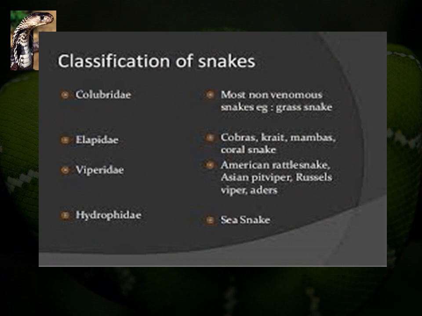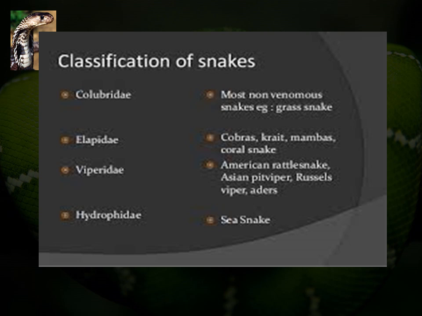Now we come to the classification of the snake. The four major groups of snakes are classified as the Colubridae group, the Elapidae group, the Viperidae group, and the Hydrophiidae group. As far as India is concerned, as well as the entire world, the two most important groups are the Elapidae group and the Viperidae group. These two groups are highly significant because they cause the major case fatalities throughout India as well as the major part of the world.